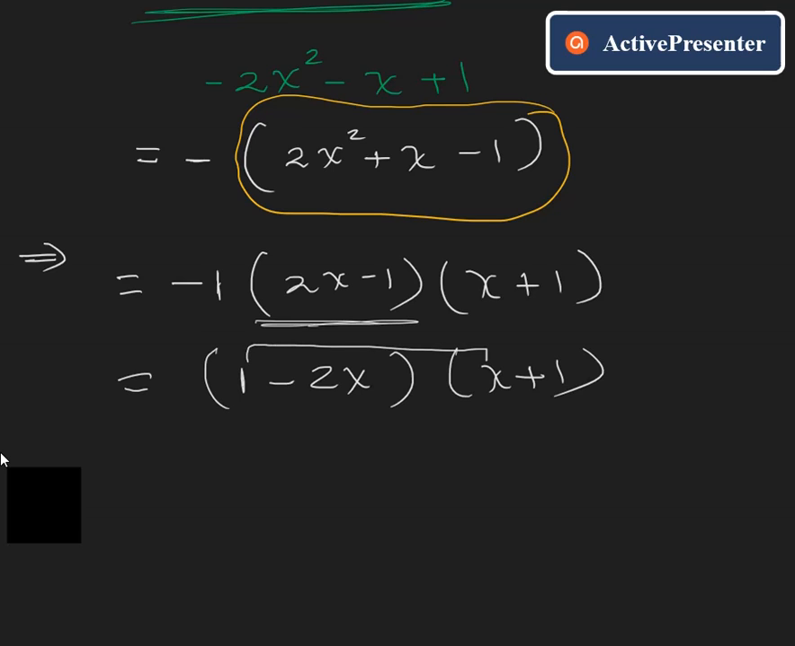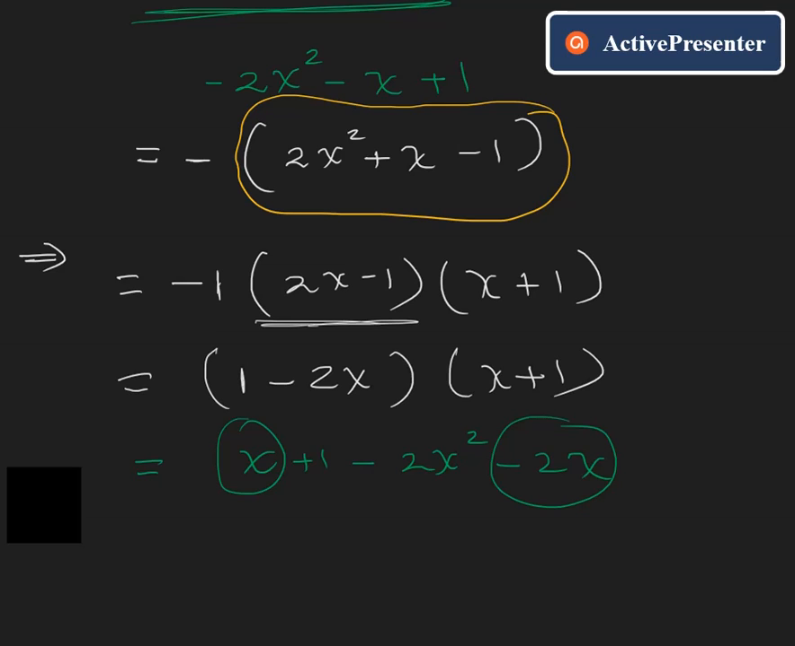Multiply this into here and into here, and this one into here, and this one into here. You will find that 1 multiplied in x is x, and 1 multiplied in plus 1 is plus 1, and minus 2x multiplied in x is minus 2x squared, and minus 2x multiplied in 1 is minus 2x. Now you add like terms.